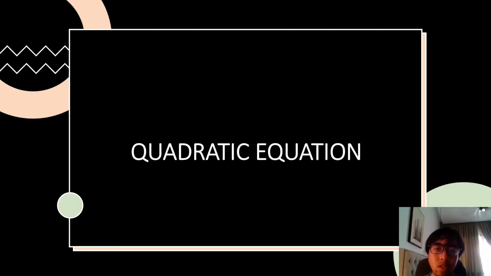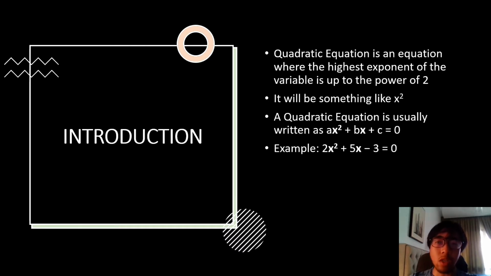In this group project, we have chosen to solve a problem related to quadratic equations. A quadratic equation is an equation where the highest exponent of the variable is 2. It will be something like x squared, as written there. It's usually written as ax squared plus bx plus c equals 0. Here's an example: 2x squared plus 5x minus 3 equals 0, where x is the manipulating variable of the equation.